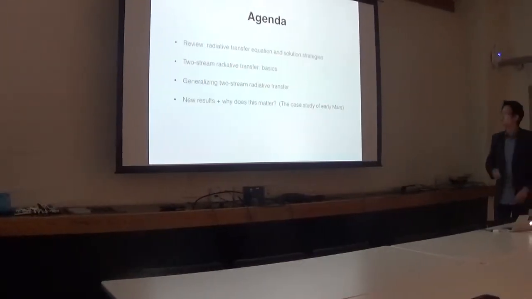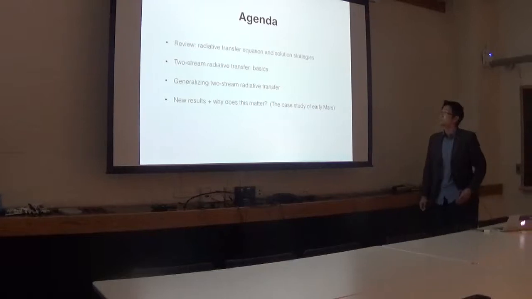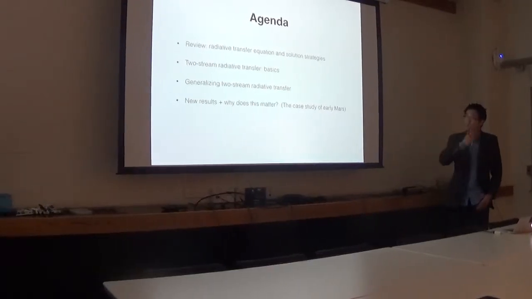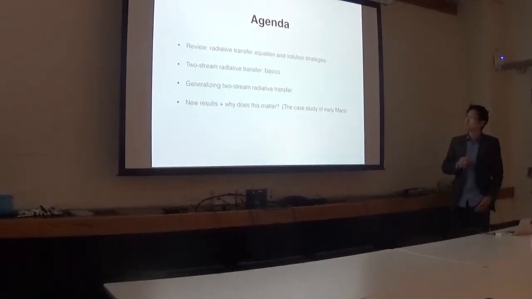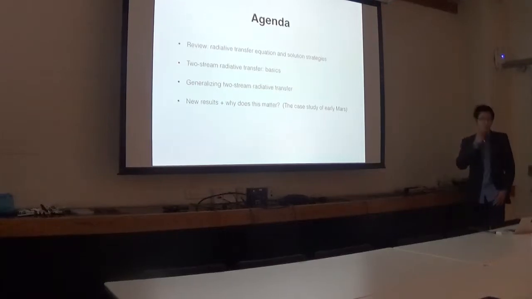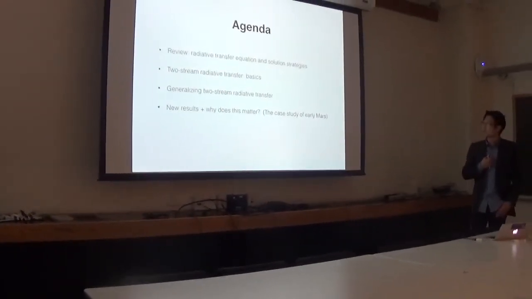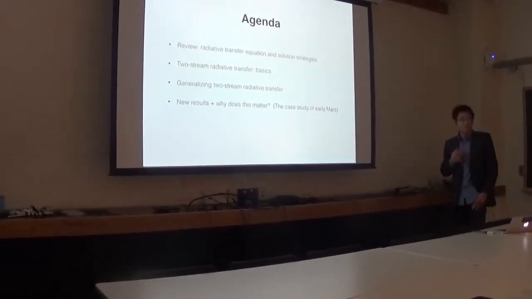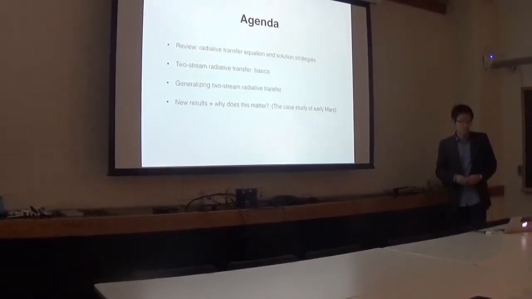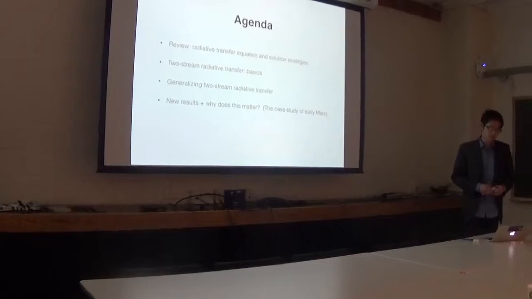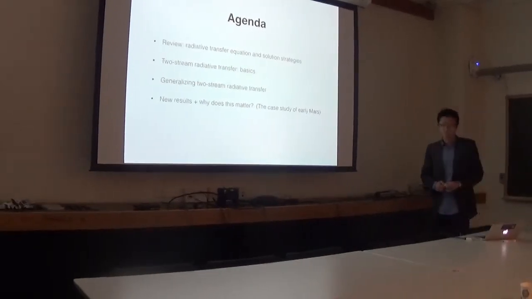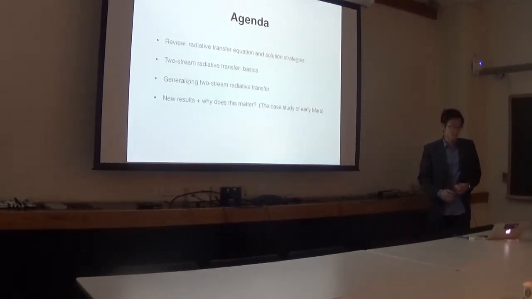So this is what I'm going through today. I would like to do a brief review. I'll make it as clear as possible about the radiative transfer equation and solution strategies. I would like to tell you something about two-stream radiative transfer and why you should care. Then I would like to tell you a result that we're very excited about because it improves upon a standard method that has been standard for about 30 years. And then I'm going to tell you why it matters using the case of early Mars.